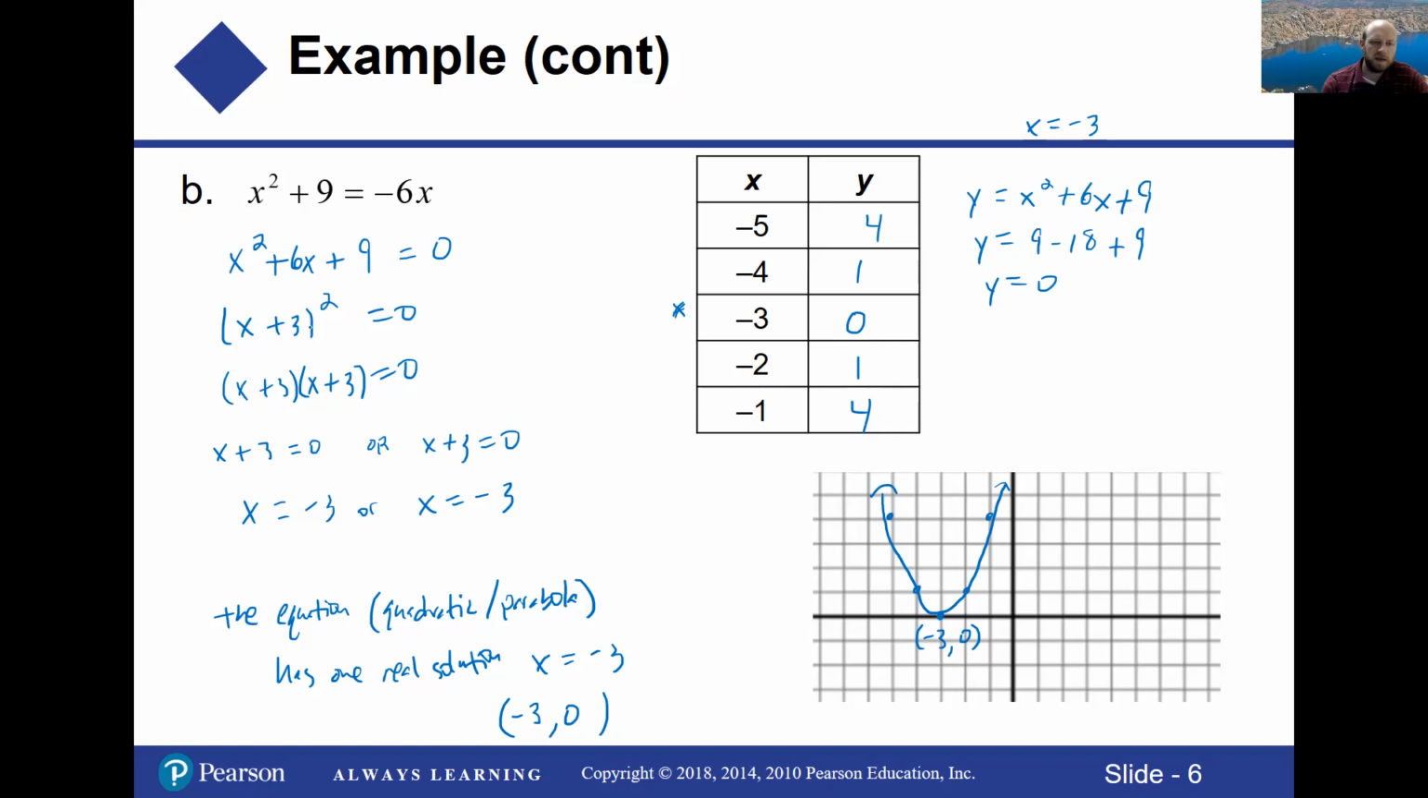Okay, where remember your vertex is at the point h, k. And we had this form from last section. This is what it is basically right here. It's x plus 3 squared plus, well, nothing, right? 0. There's nothing over here. So then this would have a vertex again at -3, 0.